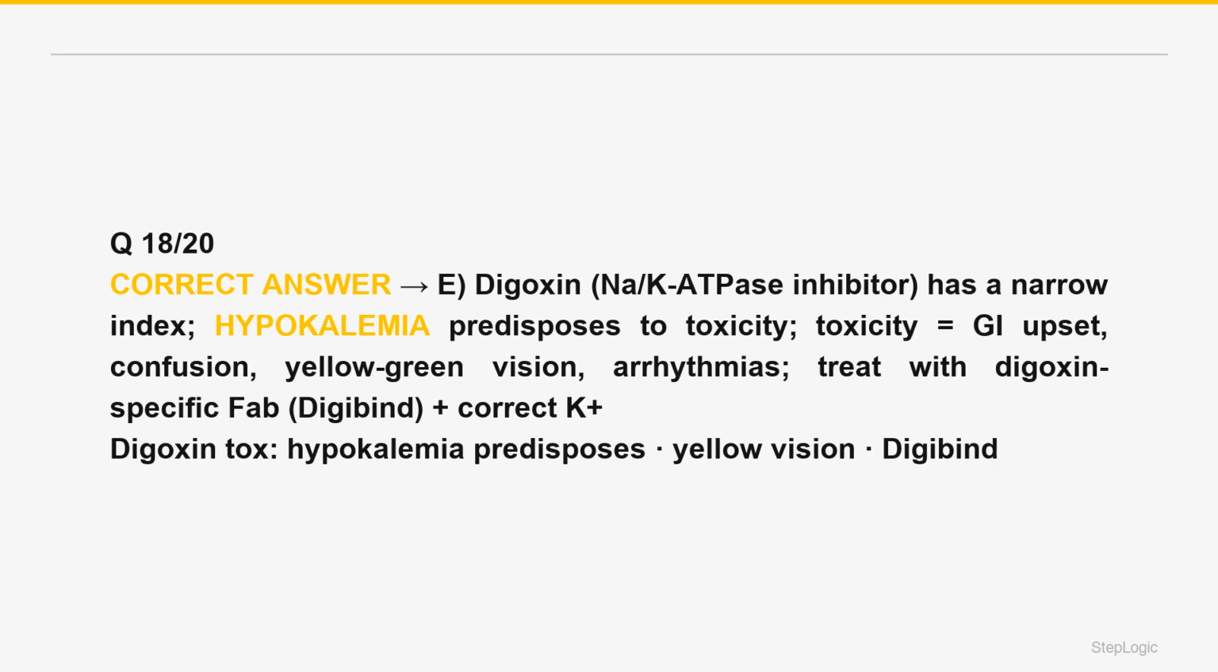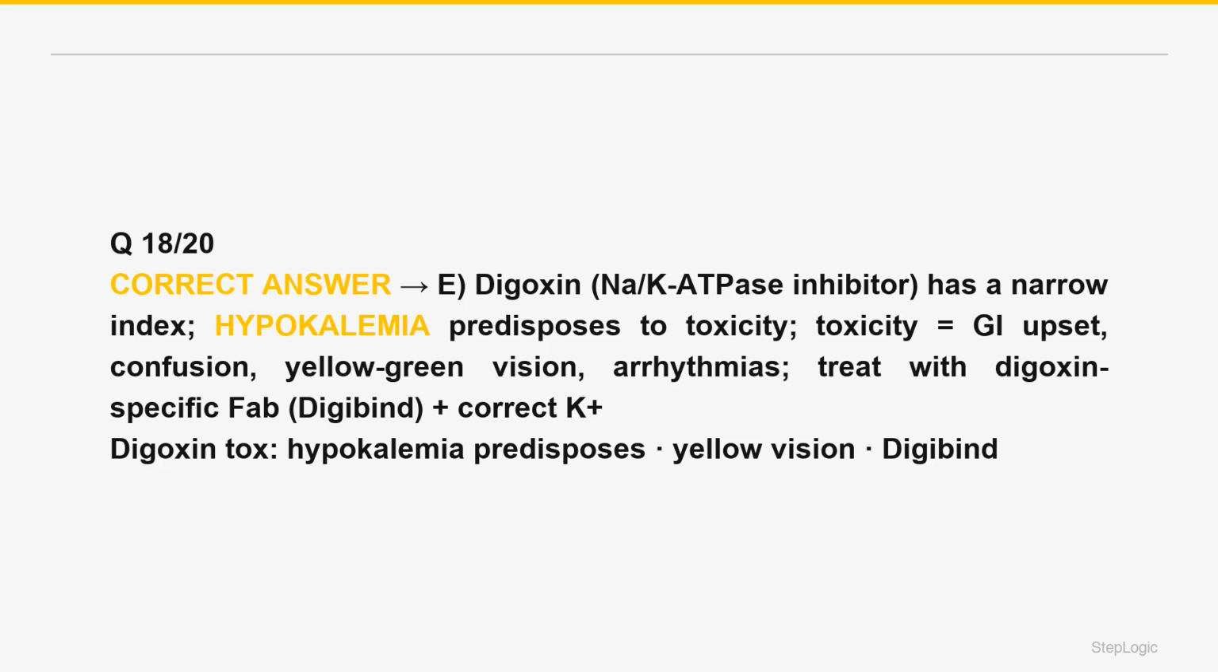This is why concurrent loop or thiazide diuretics, which cause hypokalemia, and renal failure, since digoxin is renally cleared, are common triggers. Toxicity features: GI symptoms, nausea, vomiting, anorexia; neurologic, confusion, weakness; classic visual changes, blurry yellow-green halos or xanthopsia; and arrhythmias, including AV block and the fairly specific bidirectional ventricular tachycardia or atrial tachycardia with block.